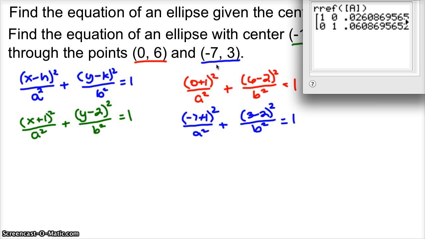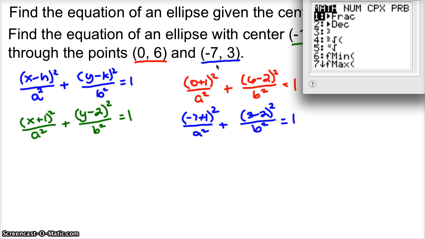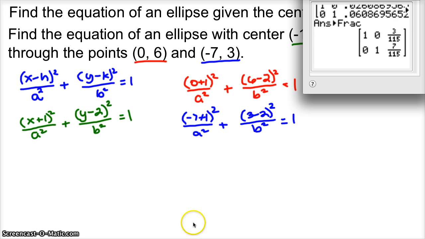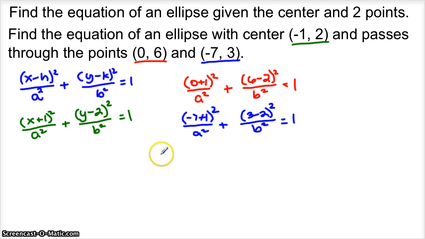And then the next step is I'm actually going to convert this to a fraction. So I'm just going to go into the math menu and choose the first one there, which is convert to a fraction. And then I need to press enter again so it actually does it for me. Okay, so what I actually have now is it tells me what 1 over a squared is and 1 over b squared. Okay, so come back over here. So I know 1 over a squared is equal to 3 over 115. And 1 over b squared was equal to 7 over 115.